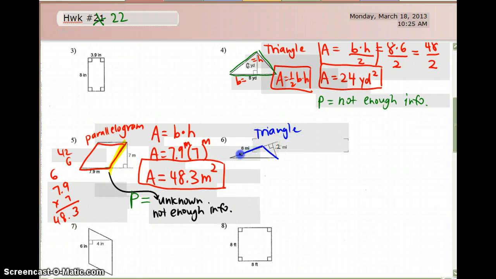Number 6, here I have a triangle. So this is the triangle here that I'm looking at. The area formula for a triangle is the base times the height, and because it's a triangle it's going to be halves, so divide by 2.